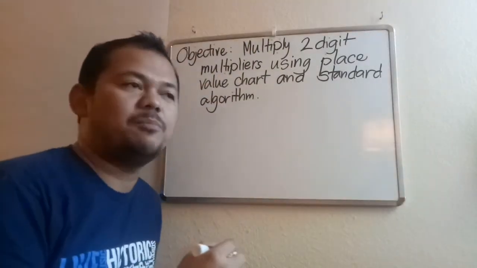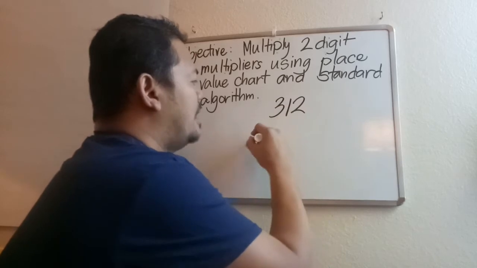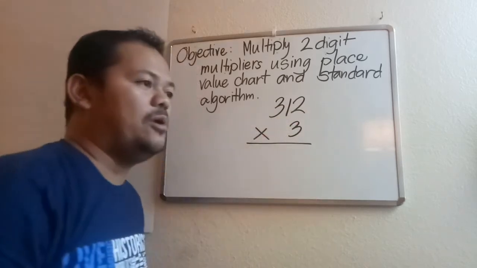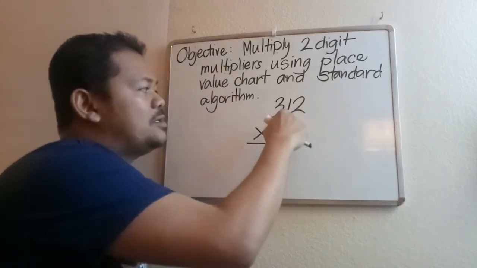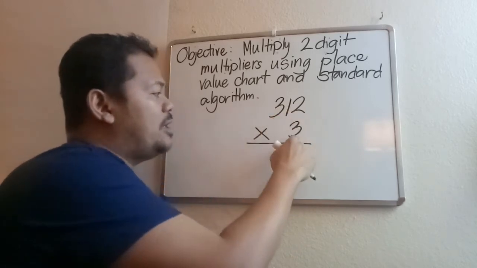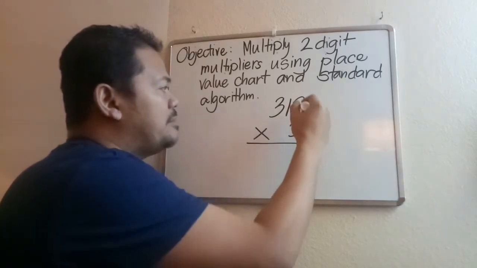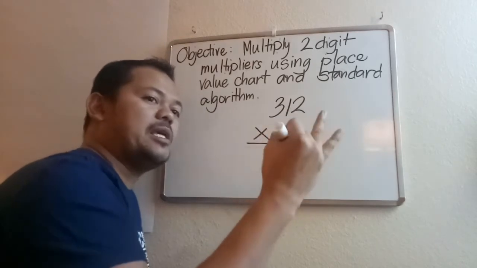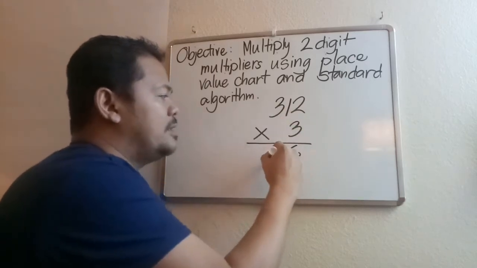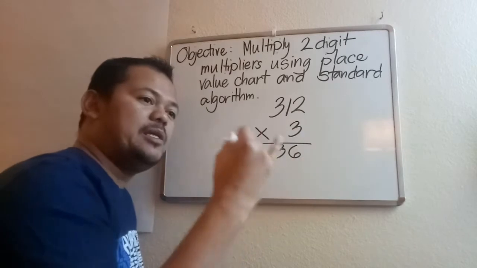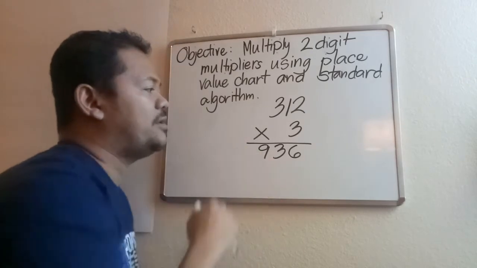A review first on multiplying a single-digit multiplier. Say for example we have 312 times 3. We can start by multiplying 3, our multiplier, to the ones, then to the 1 tens, then to the 3 hundreds. So let's start multiplying. 3 times 2 is 6. So we have 6. 3 times 1 equals 3. Then 3 times 3 is 9. Then the answer is 936.